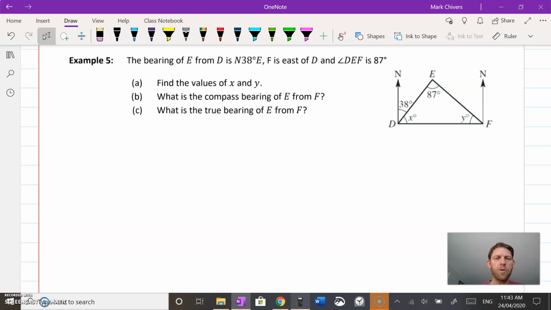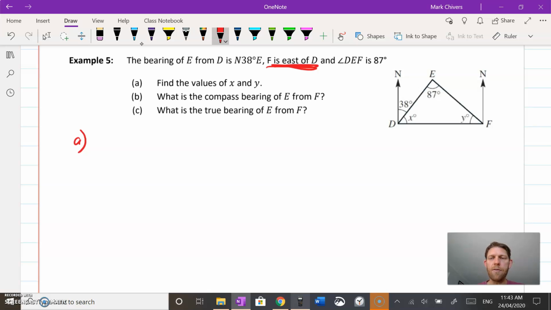And so we'll start with the first part, which isn't too bad. Question A is asking, and really important in this question is that line there, because everything I do from here on in relies on that. We've got a bearing of E from D is north 38 degrees east. That's given there in the question, and it's in the diagram there. There's 38 degrees and there's 38 degrees.